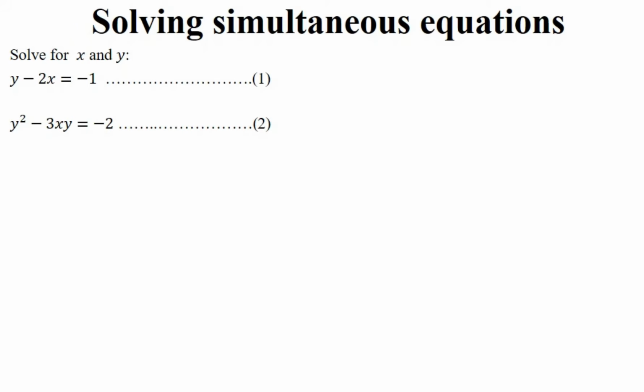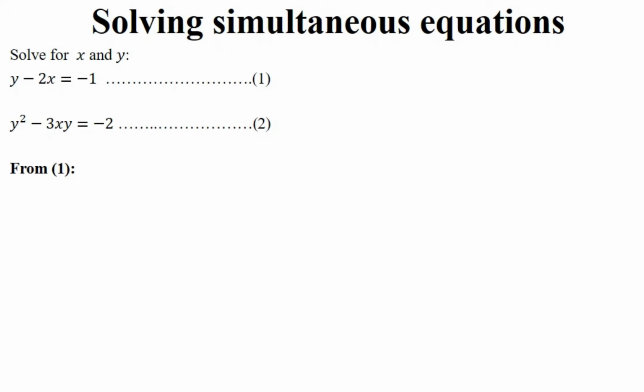Equation 1 is read as y minus 2x is equal to negative 1. Equation 2, y squared minus 3xy is equal to negative 2. Right, we have two equations, equation 1 and equation 2, which we are supposed to solve simultaneously for x and y.